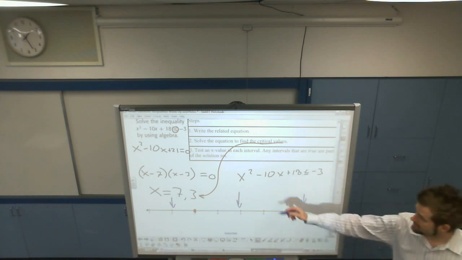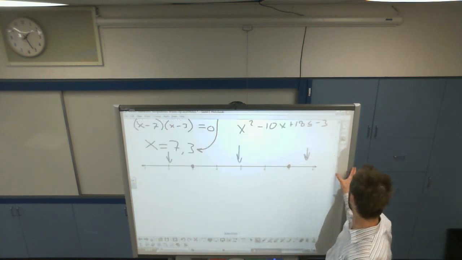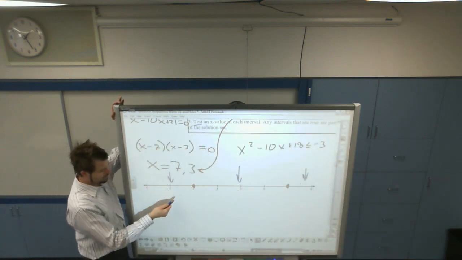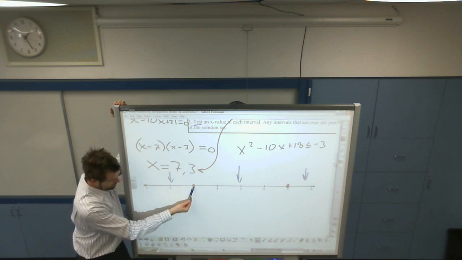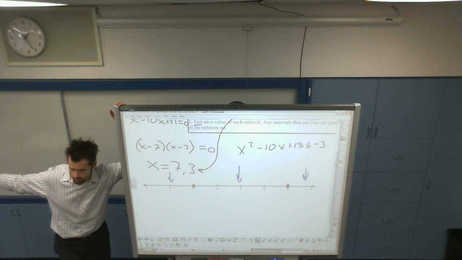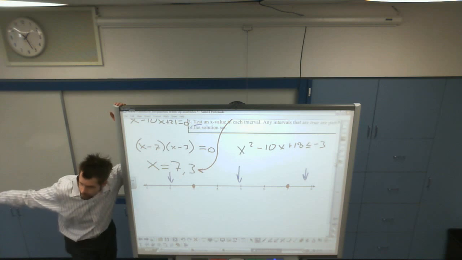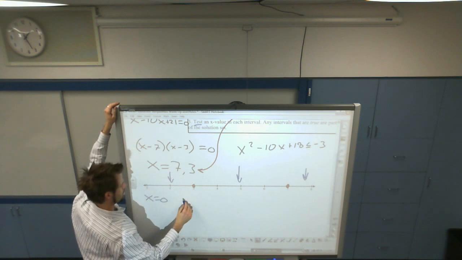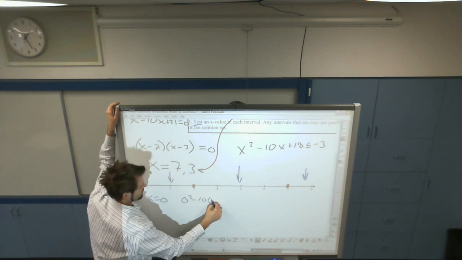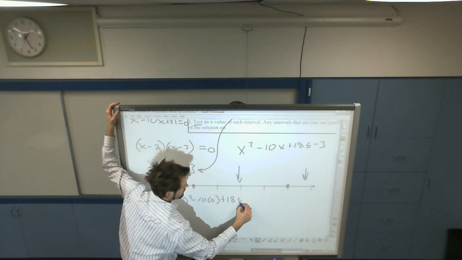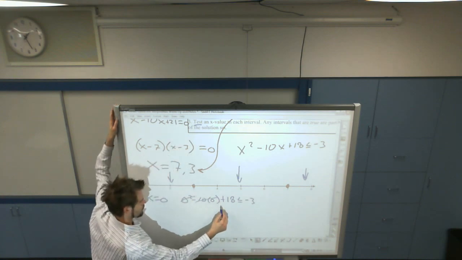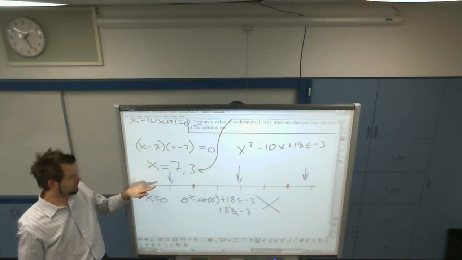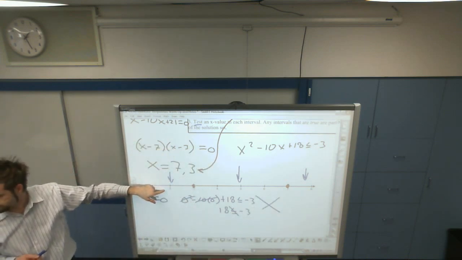So we have to check. We have to test. Let's start out by testing. Let's test one in this region over here. What is the easiest possible value from all the x's that are less than 3 that you could plug in to check? 0, right? 0 is over here, so let's use it. X equals 0. So plug it right in here. I've got 0 squared minus 10 times 0 plus 18 is less than or equal to minus 3. Goes away. I've got 18 is less than or equal to minus 3, except no, it's not. And so this is not part of my solution.